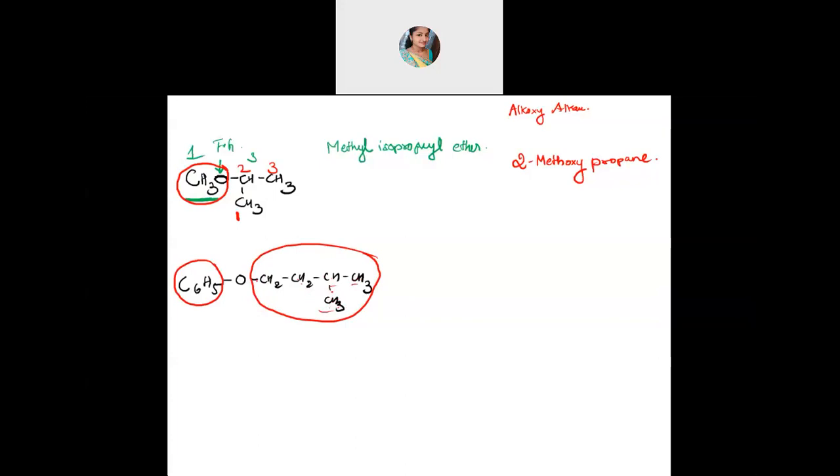So what is the name? What is this group I want? I'll put an arrow mark here. Tell me what is this? Yes, this is correct. This is isopentyl. And this is which group? This is the phenyl group. So phenyl isopentyl ether. Okay, so the name is phenyl isopentyl ether.